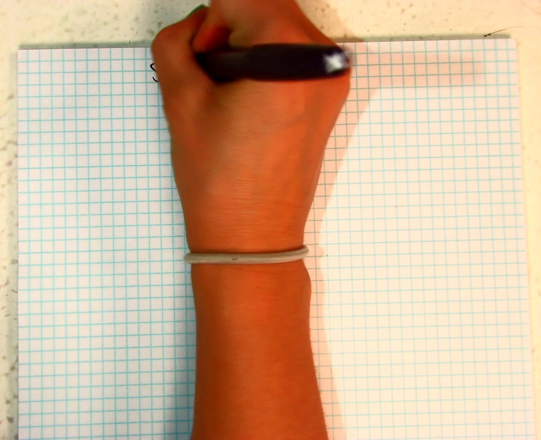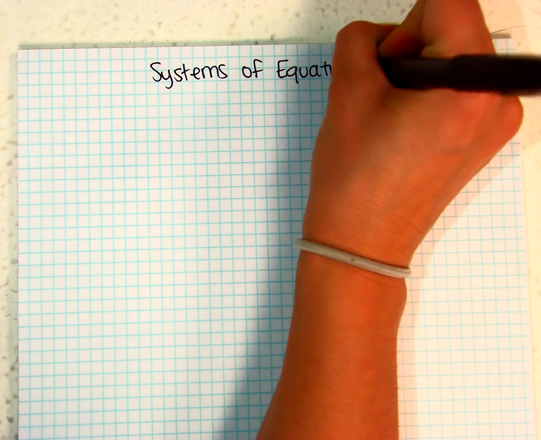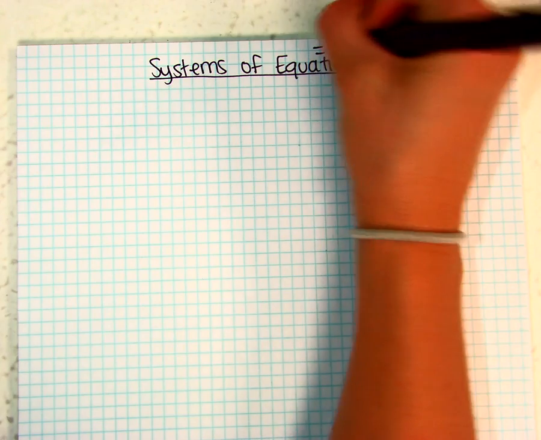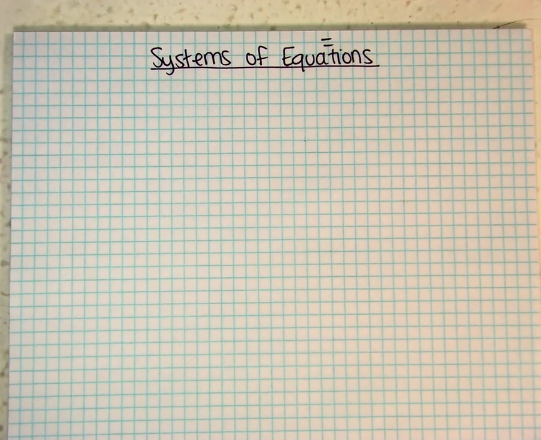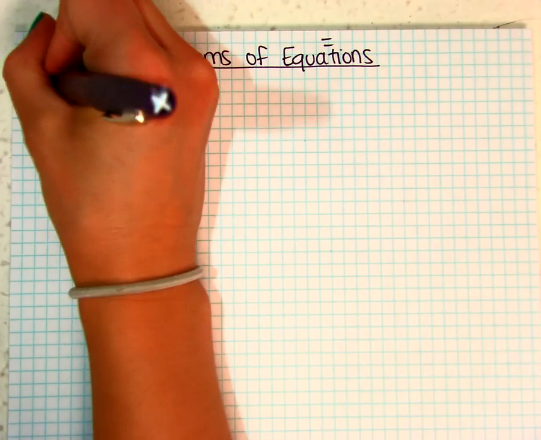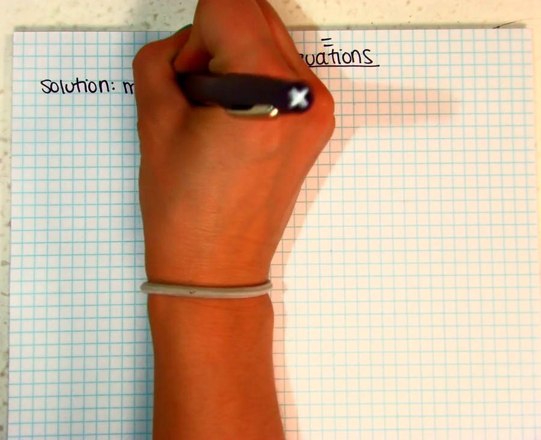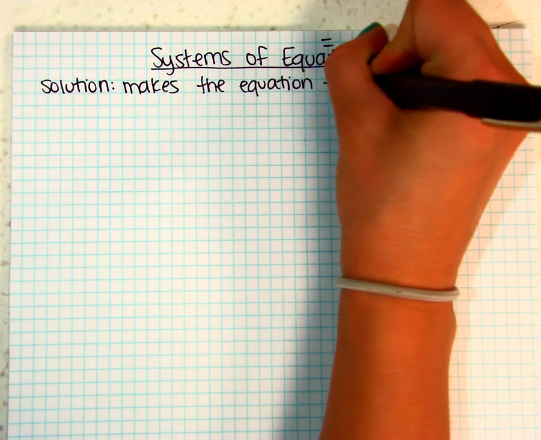Alright guys, so now we're going to be talking about systems of equations instead of systems of inequalities. An equation is something that has an equal sign. It usually has things on both sides, but sometimes it can equal 0. We're going to start off with an example just to double check what a solution is. It makes the equation true, and I'll explain what true means in just a minute.